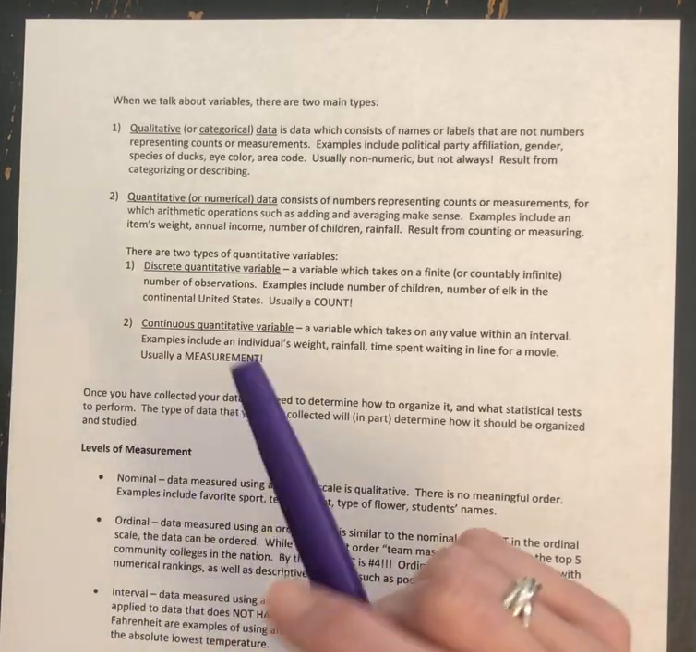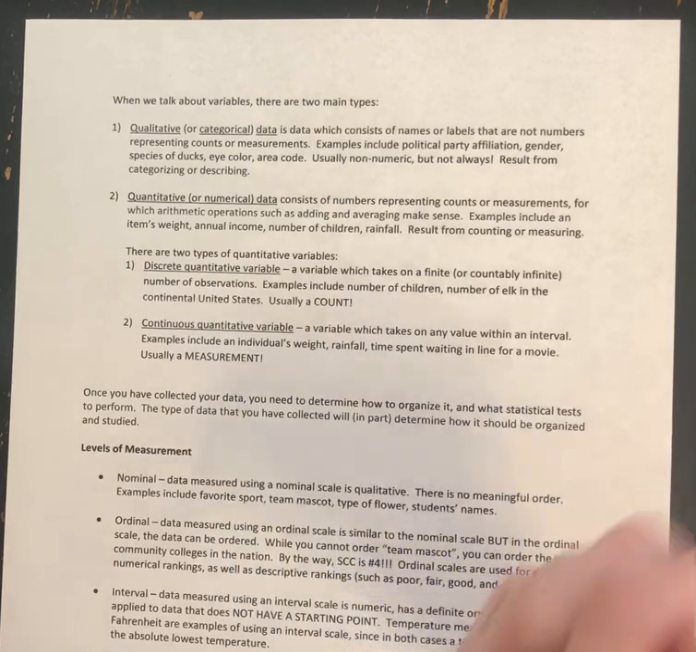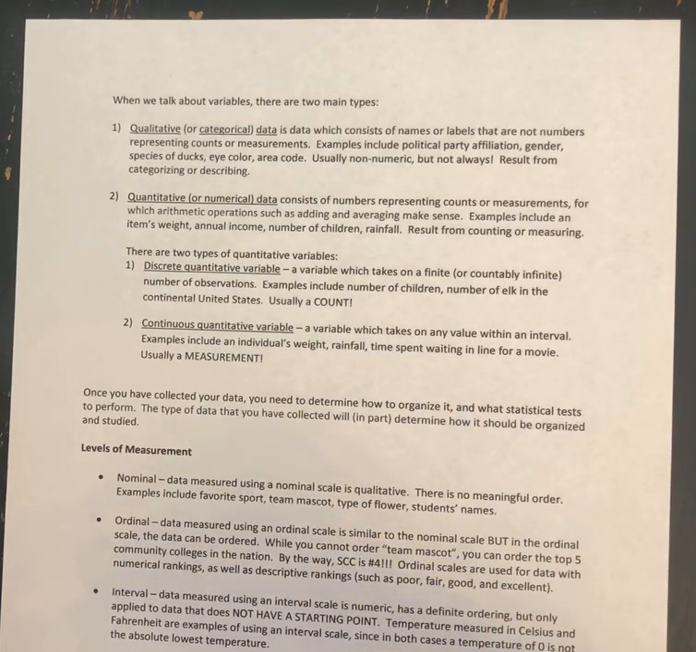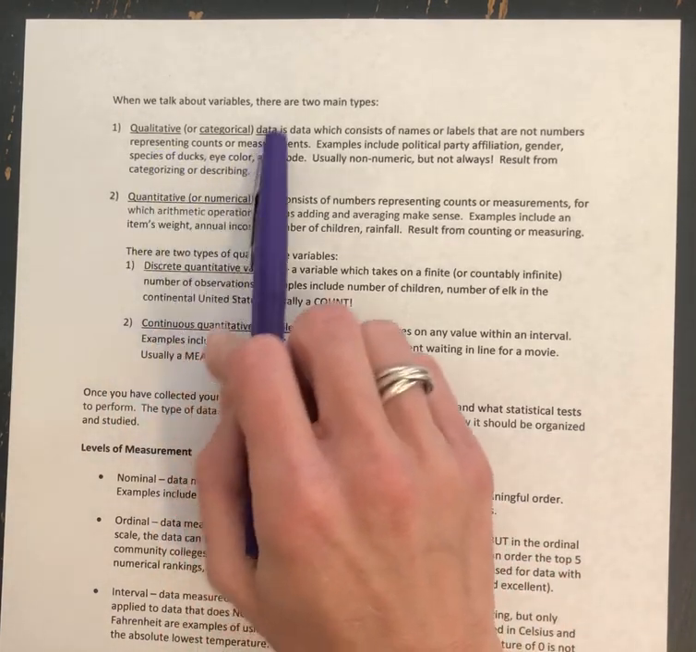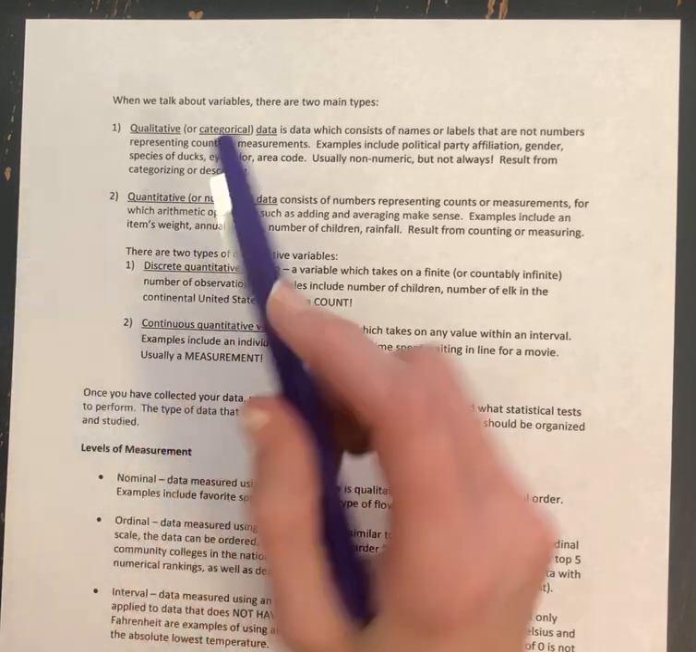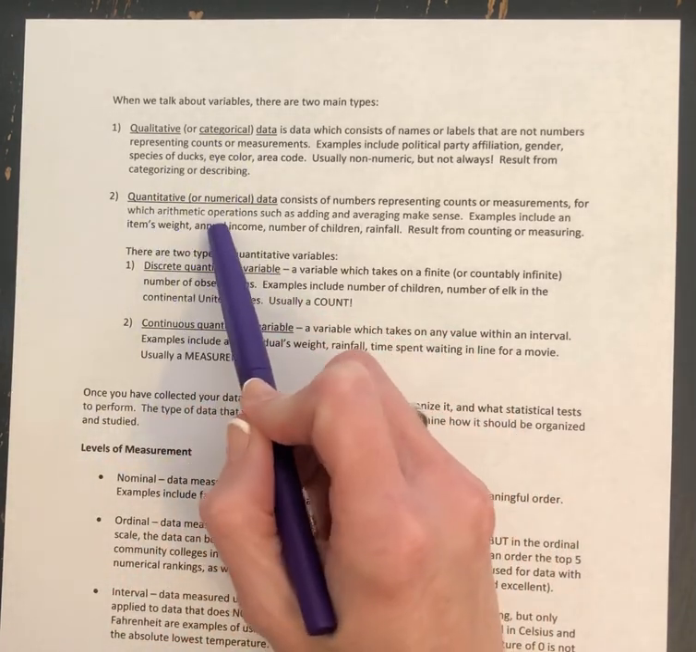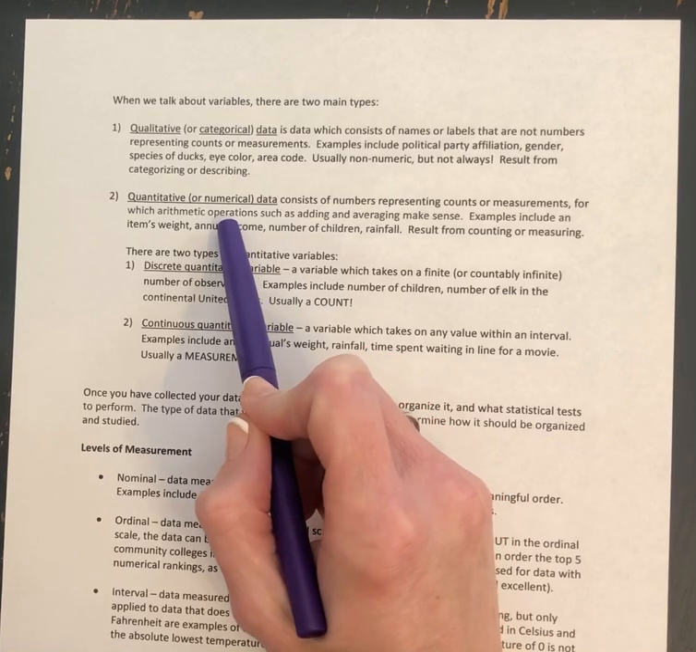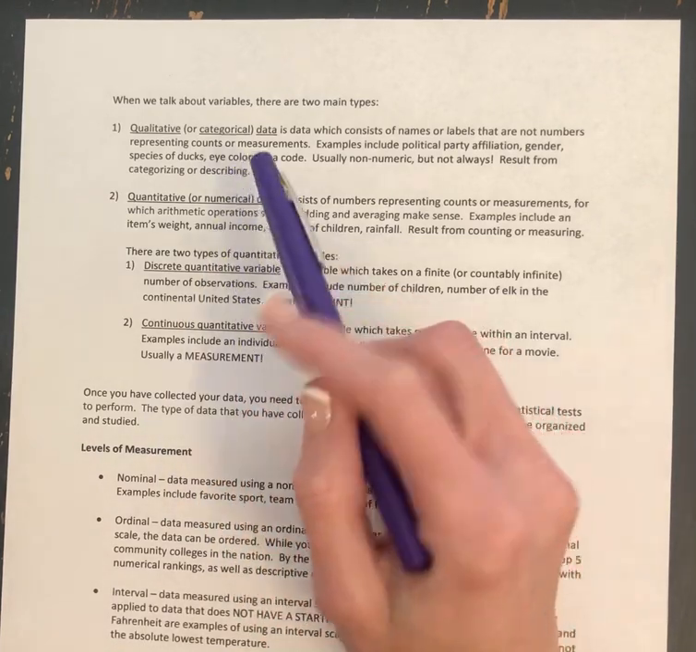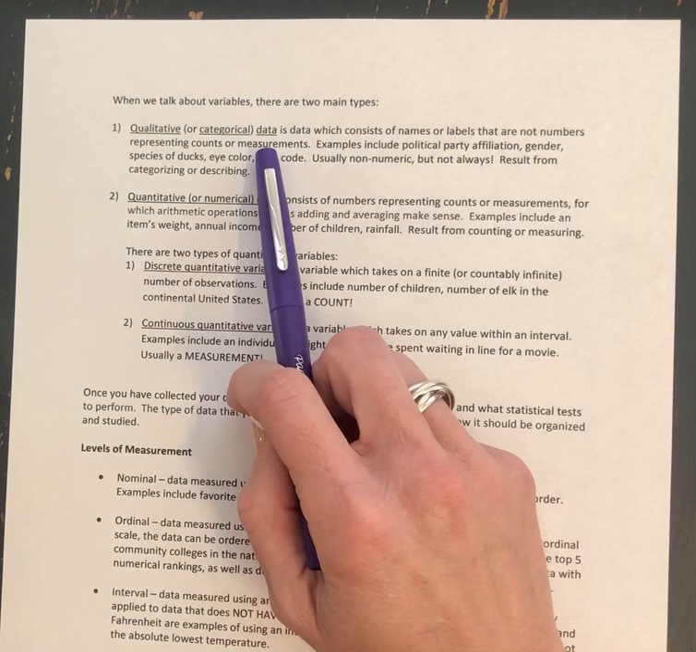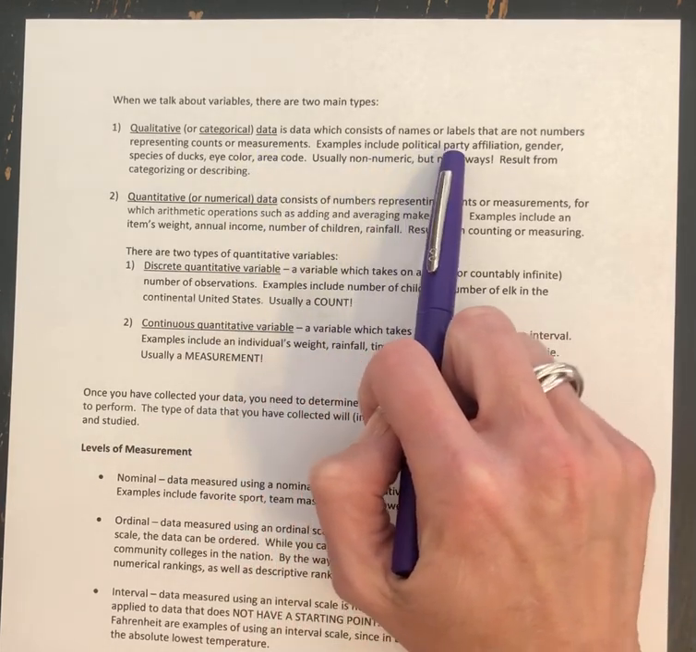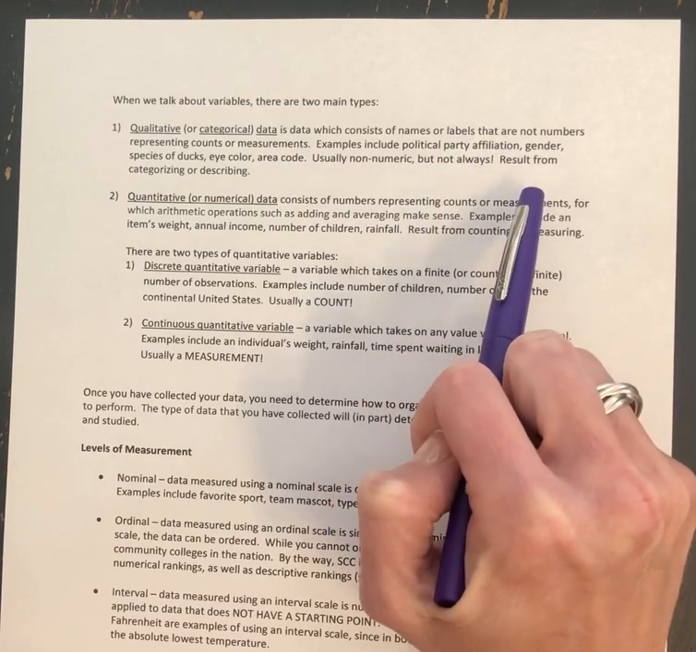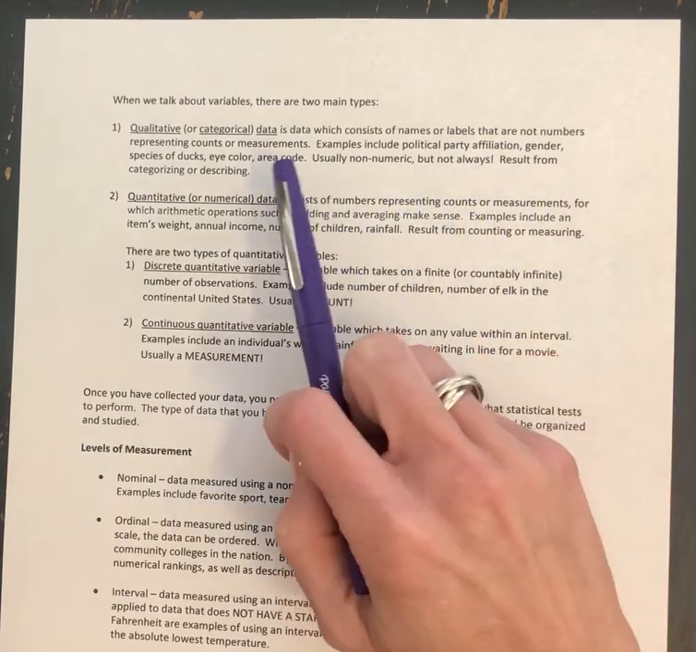In this video, we're going to discuss the types of variables that we might run into in statistics. And so we're going to start with two main categories. We're going to either have qualitative, which is sometimes called categorical, or quantitative, which is going to be numerical. And so we're going to start with qualitative, which is, like we said, also categorical. And this is data that consists of names or labels that are not numbers representing counts or measurements.